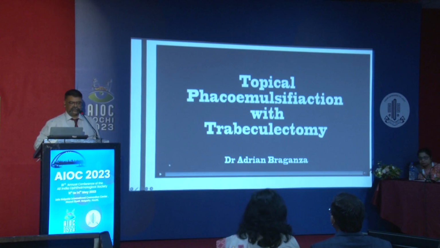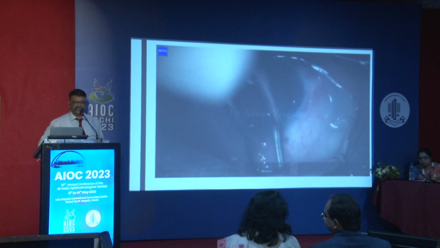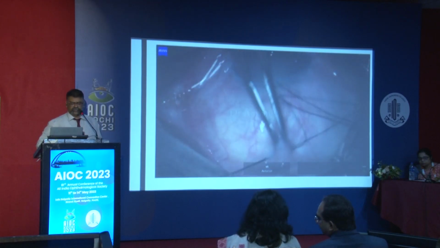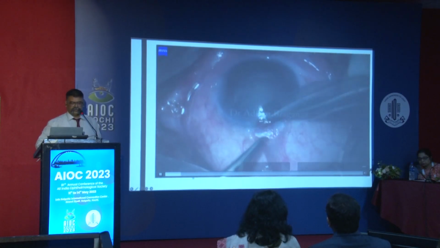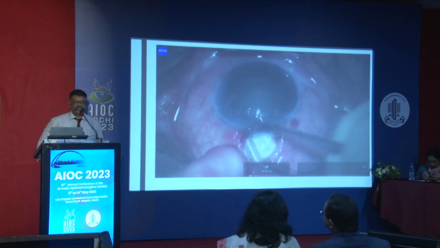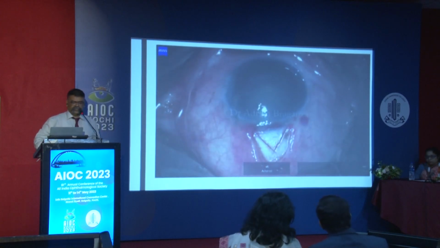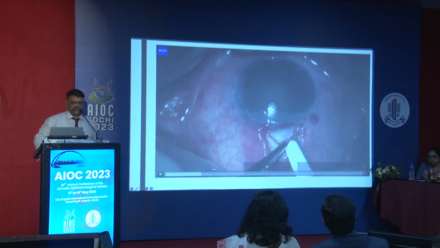This is a topical phacoemulsification with trabeculectomy. After the anesthesia is done, the SR suture is put in. A trap flap is made. A cautery is done with a gentle irrigation of 4%. My preferred flap is the triangular flap.